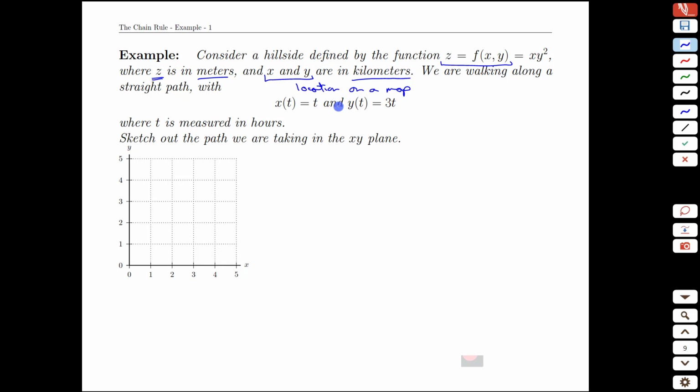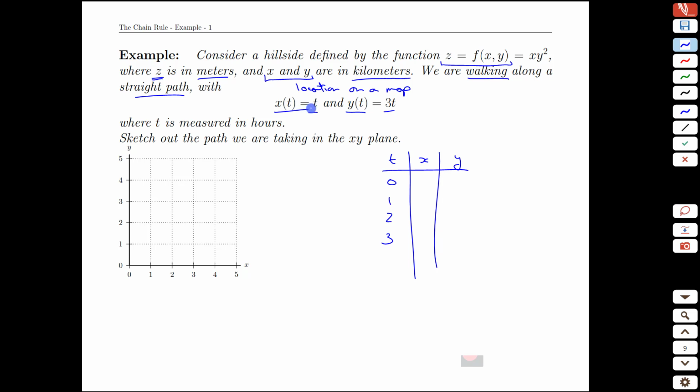We then relate x and y to time. The way we're going to relate them is that we're going to be walking along a straight path on a map. If we have x of t equals t and y of t equals 3t, what we can do is a quick sketch of the x and y values we get back here. We'll just plug in some numbers for time.